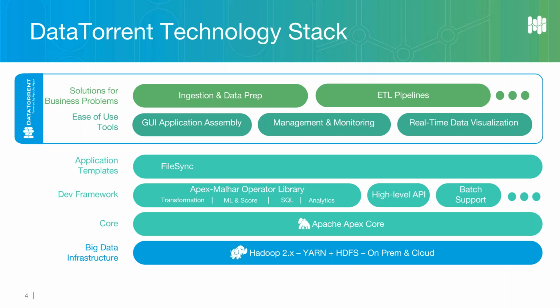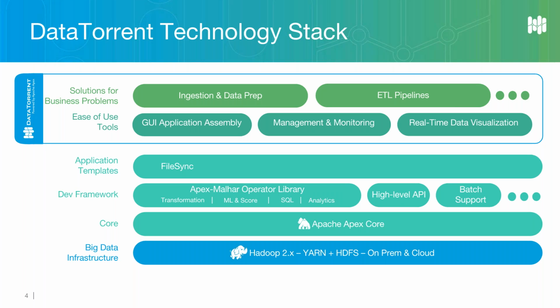So DataTorrent RTS is a production grade platform, and it is designed to process your big data in real time fashion. Please note that we use an open source engine called Apache Apex to do our real time processing. We have developed this platform in a way that when you work on distributed systems, you can mainly focus on your business use cases rather than other things related to distributed systems.